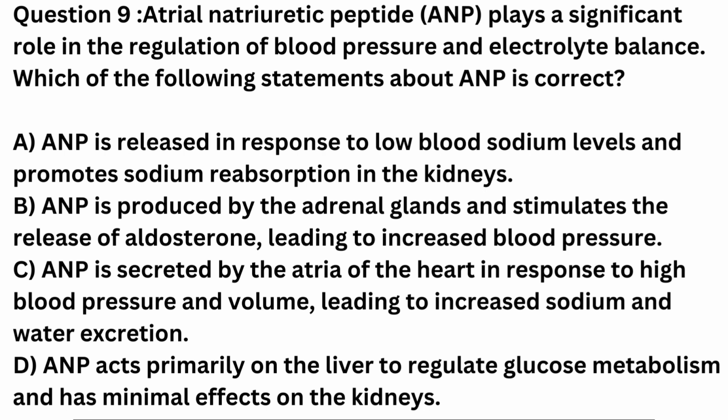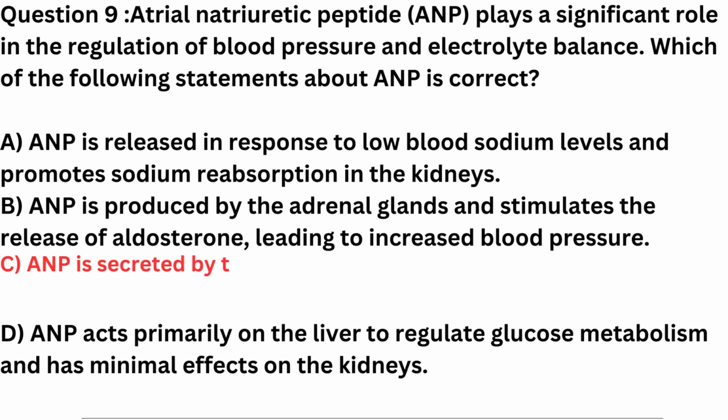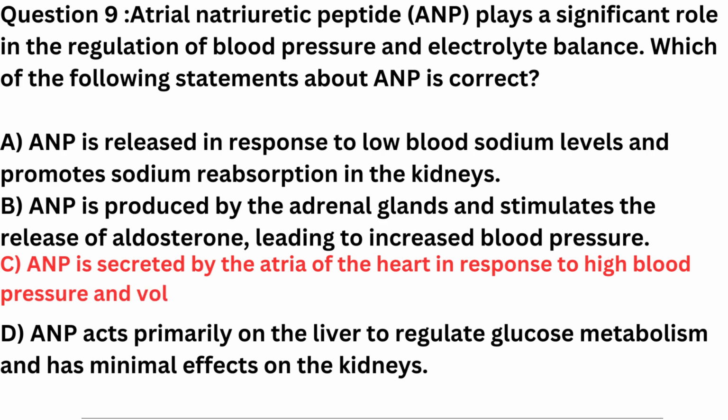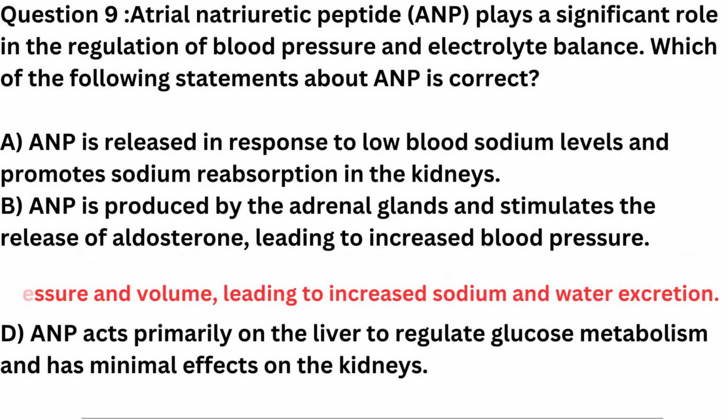C. ANP is secreted by the atria of the heart in response to high blood pressure and volume, leading to increased sodium and water excretion. D. ANP acts primarily on the liver to regulate glucose metabolism and has minimal effects on the kidneys. Correct answer is C. ANP is secreted by the atria of the heart in response to high blood pressure and volume, leading to increased sodium and water excretion.